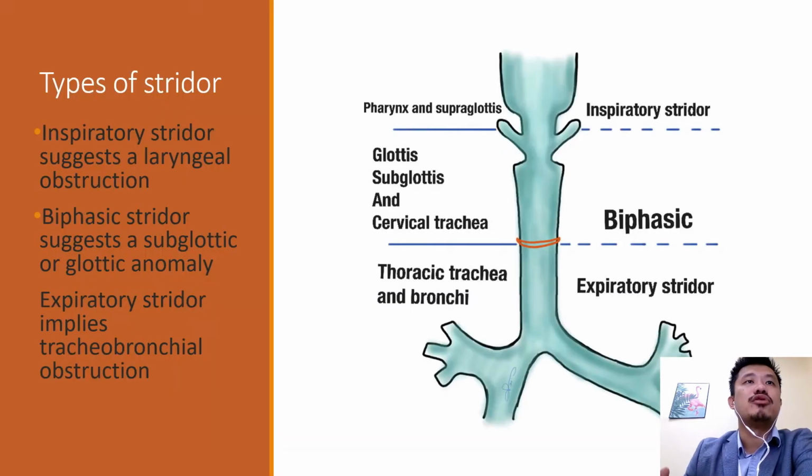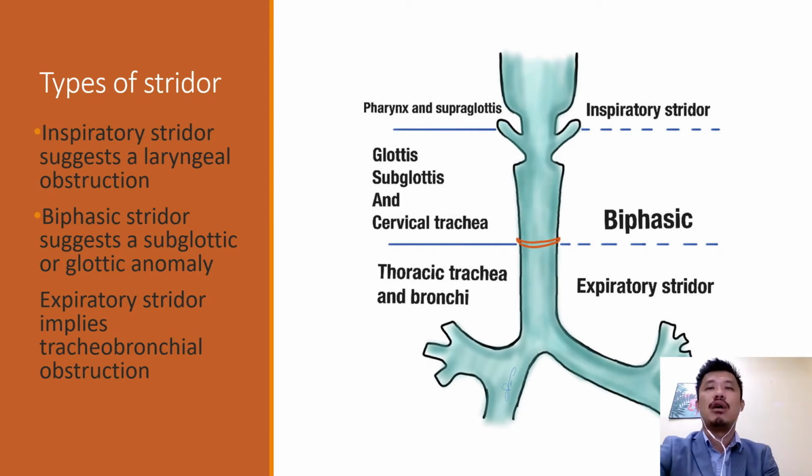So next is type of Stridor, which we know that the Stridor are divided into inspiratory, biphasic, and expiratory Stridor based on level of obstruction. So for inspiratory Stridor, we usually see that there is an obstruction at the level of pharynx in the supraglottis, whereas in biphasic, it's usually at the level of glottis, subglottis, and up to the cervical trachea. Whereas expiratory Stridor usually implies that there is an obstruction at the tracheobronchial region or at the thoracic trachea region.